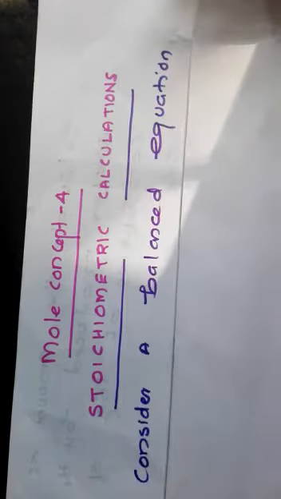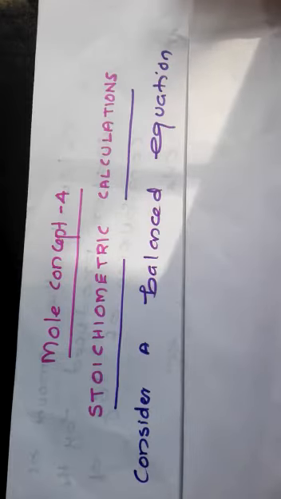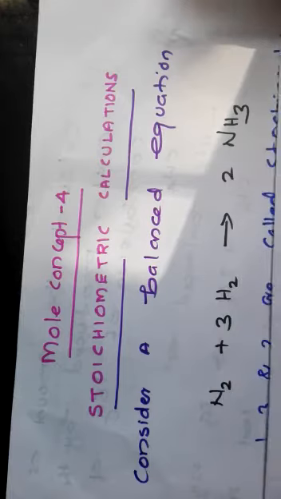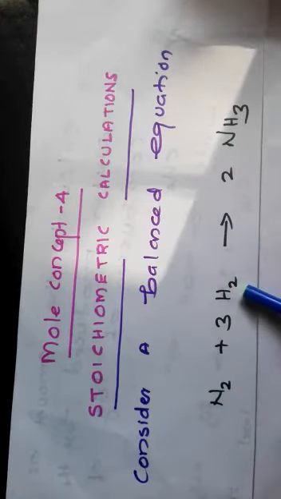This is the mole concept, fourth series of classes. Let us introduce you to simple tricks to calculate stoichiometric calculations based on a balanced equation. Consider a balanced equation. Suppose this is a balanced equation: N2 plus 3H2 gives 2NH3.